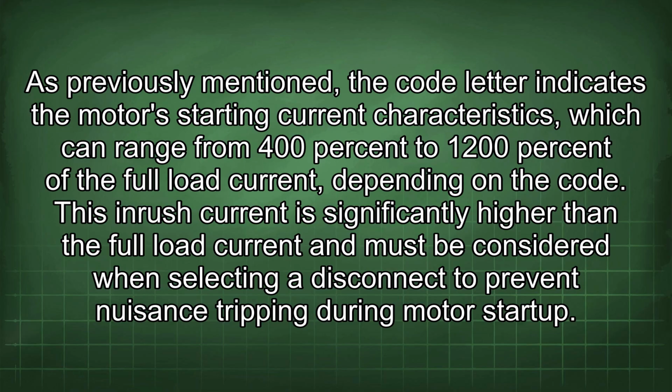Secondly, the motor code letter plays a vital role in determining the inrush current. As previously mentioned, the code letter indicates the motor's starting current characteristics, which can range from 400% to 1200% of the full load current, depending on the code. This inrush current is significantly higher than the full load current and must be considered when selecting a disconnect to prevent nuisance tripping during motor startup.